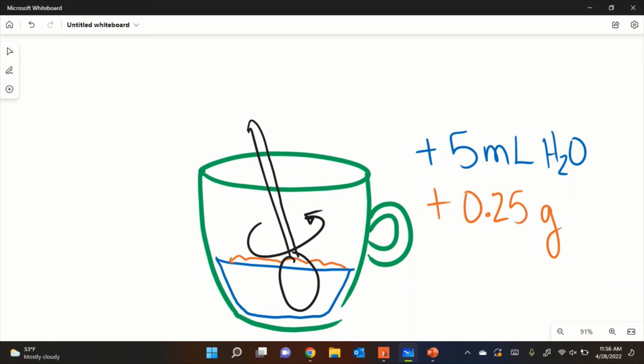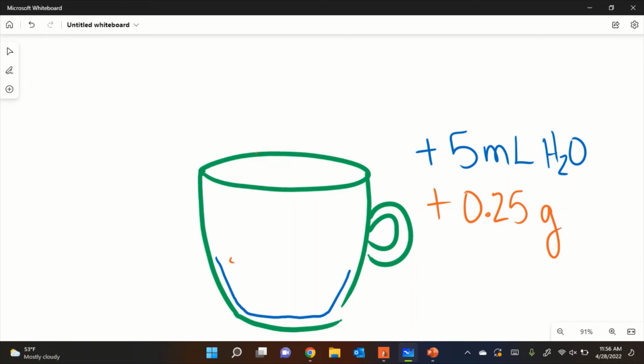And what will the result be? A homogeneous mixture, or a completely stirred mixture of hot cocoa, right? Where you can't see pockets of water or anything. And then maybe you add some marshmallows and some whipped cream to your truly abysmally small amount of hot chocolate.